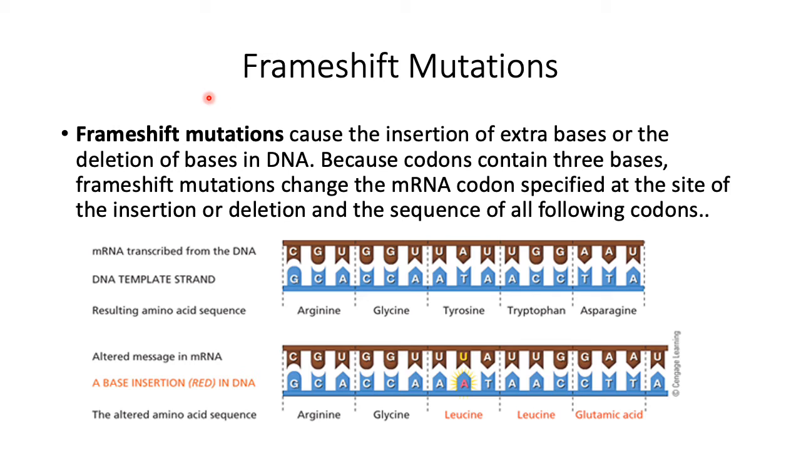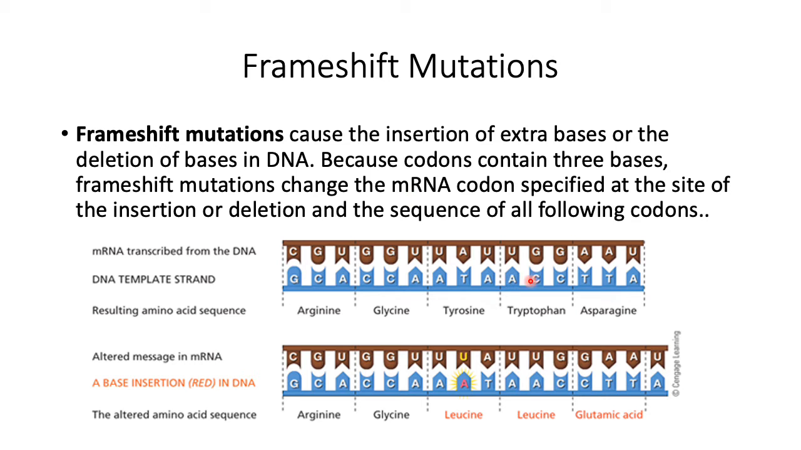All right, so let's go over a type of mutation called frameshift mutation. This is probably one of the most damaging types of mutations. A frameshift means that either the insertion of an extra base or the deletion of one or more bases completely changes the frame. From then on, after that point, completely different amino acids can result.